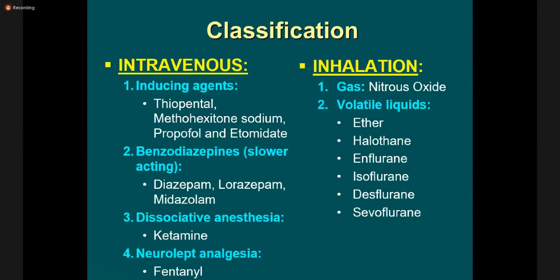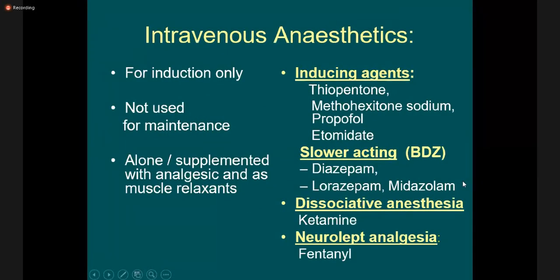Now we come again to the different drugs that we use. The intravenous drugs we classify as inducing agents, in which we have thiopental, methohexitone sodium, propofol, etomidate. Then we have benzodiazepines, that is diazepam, lorazepam, and we have a special drug, ketamine, which causes dissociative anesthesia. And then we have the neuroleptic drug known as fentanyl. Now we discuss all of these in detail.